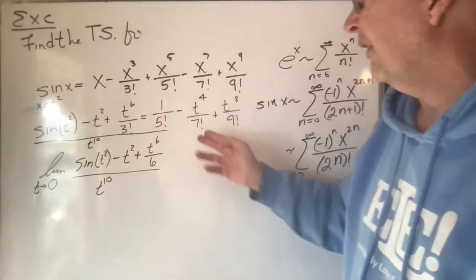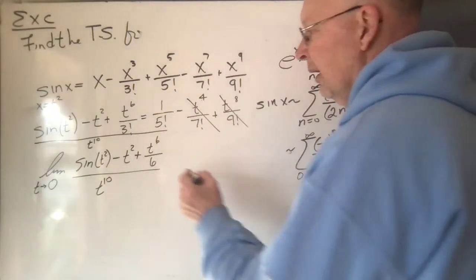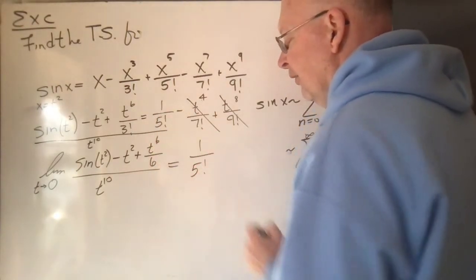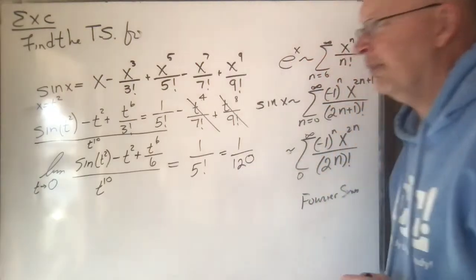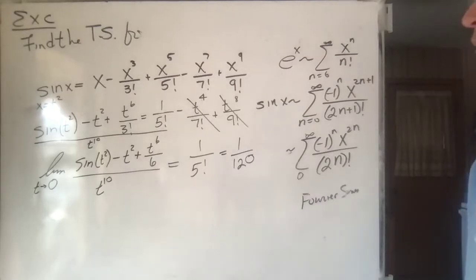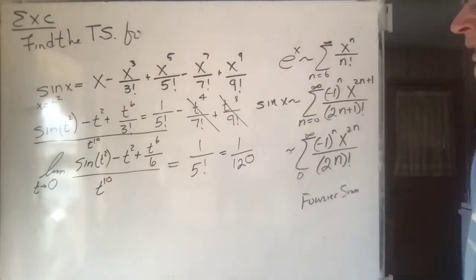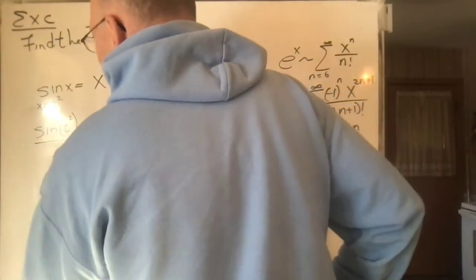Well, as t goes to 0, notice that all these things go away, and this is just equal to 1 over 5 factorial. What's 5 factorial? 120, I think. 1 over 120. See that? So there's a cool way to use Taylor series too. And sometimes these kinds of things come up, okay? They come up this way. In fact, I'll erase this one.